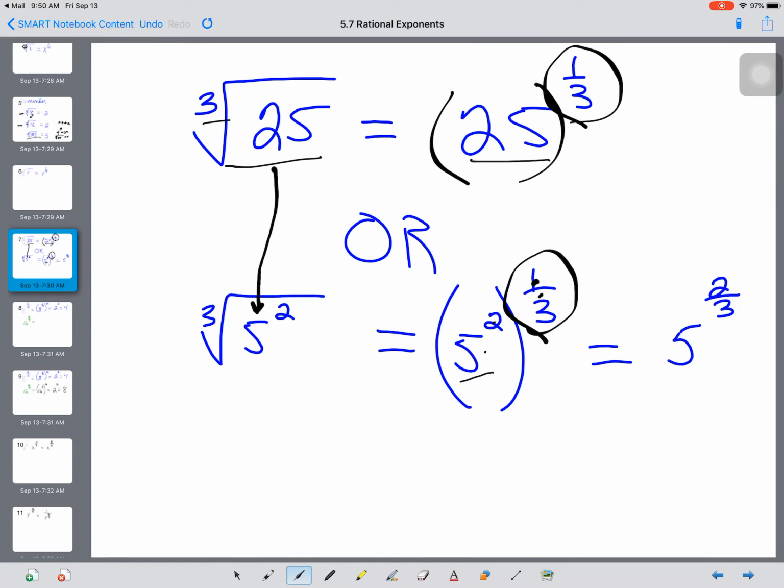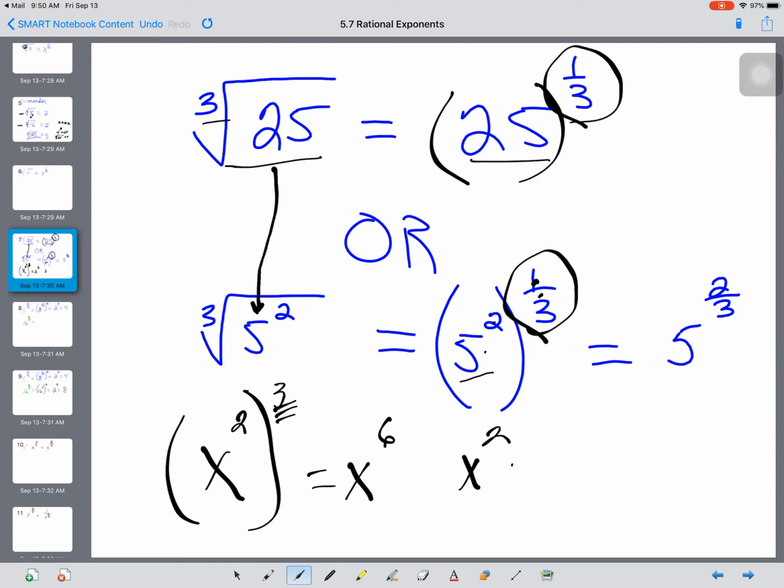Now, let me remind you of something here. If you have x squared raised to the 3rd power, you don't add these exponents. In this case, you multiply them. Let me show you why. Because raising something to the 3rd power means you multiply it by itself 3 times. And so when you multiply numbers that have the same base, you add their exponents. So 2 plus 2 plus 2, that gets you 6. So when I have this, what I call power raised to a power, you multiply the exponents, like I did over here.